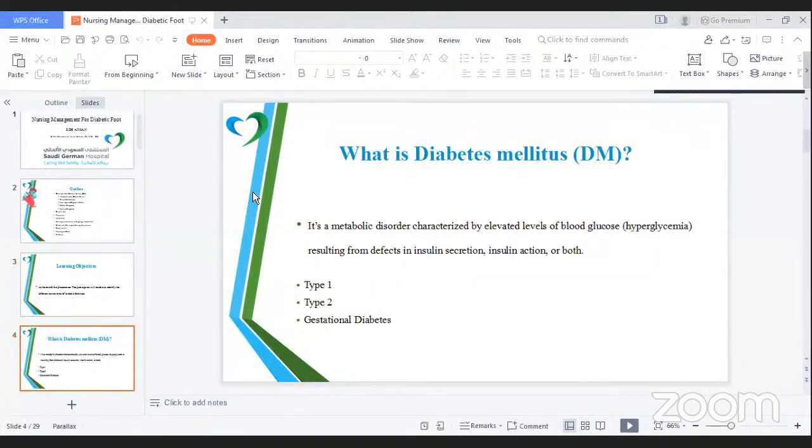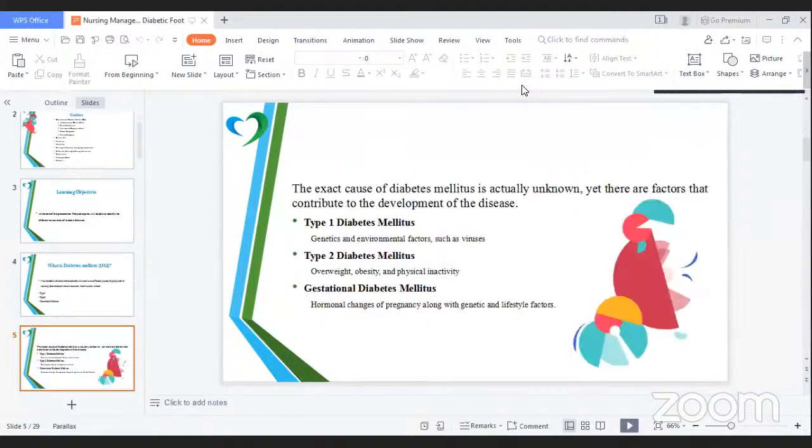So first, we'll start with diabetes mellitus, a metabolic disorder characterized by an elevated level of glucose, or hyperglycemia, resulting from a defect in insulin secretion or insulin action or both. There are 3 types of diabetes: type 1, type 2, and gestational diabetes, sorry. For type 1 diabetes, the risk factors are genetic or environmental factors like viruses.